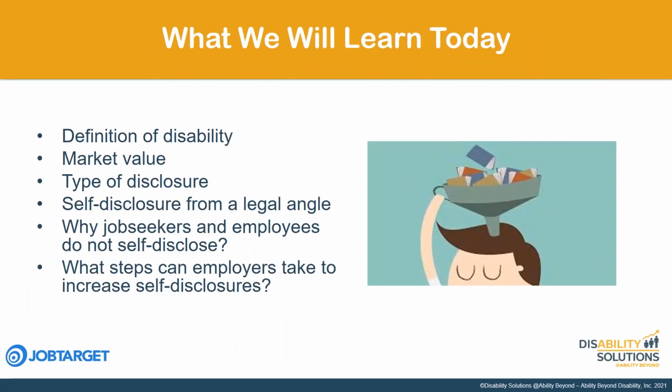All right, so let's get to the meat of today's presentation. We have a few learnings that we want you to take away today. First, we're going to educate you on the different types of disabilities, the benefits of tapping into this typically untapped pool of talent. We'll talk about the difference between self-identification, self-disclosure, and making a public announcement. We'll talk a little bit about the legality side of it all. We also want to touch on why job seekers and employees do not self-identify, and most importantly, how you can increase your own self-identification numbers at your company.